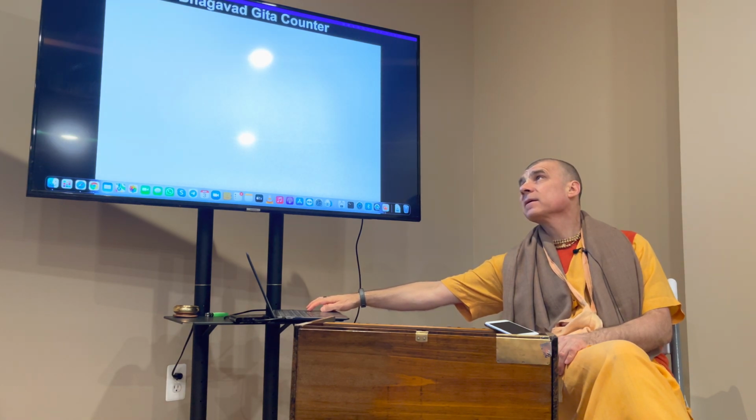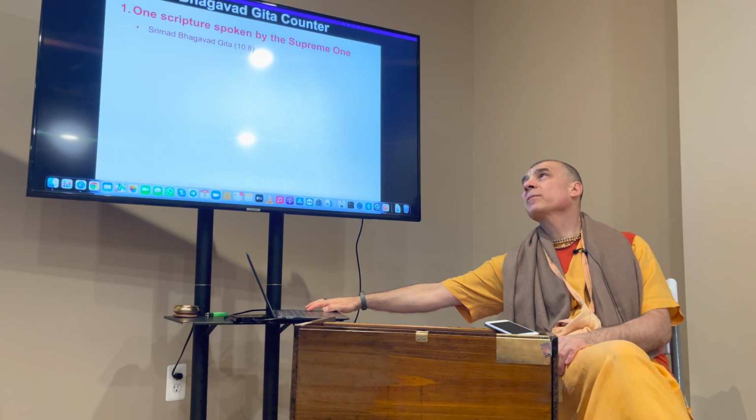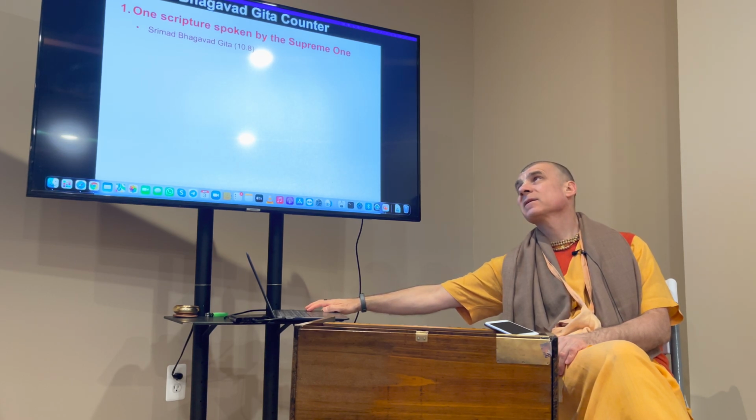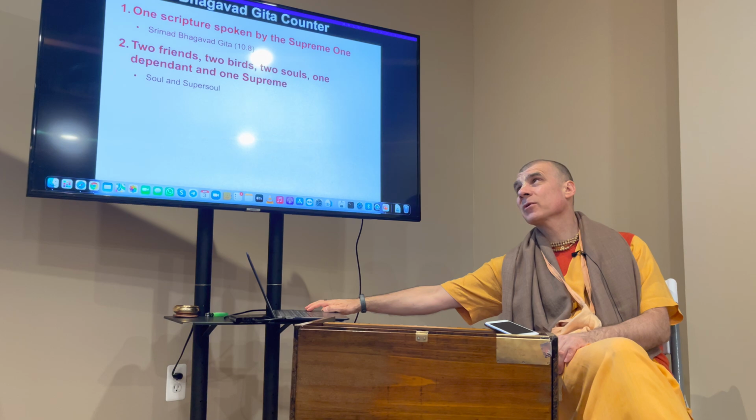And in order to make it easier, we made kind of a counter of Bhagavad Gita. Number 1: Bhagavad Gita is the one and only scripture spoken by the Supreme One, and Krishna is the Supreme Lord. That's mentioned in a number of places in Bhagavad Gita, like chapter 10, text 8. And Bhagavad Gita is a conversation between 2. So point number 2: 2 friends on the same chariot, 2 birds on the same tree, which means 2 souls in the same body, soul and Supersoul.